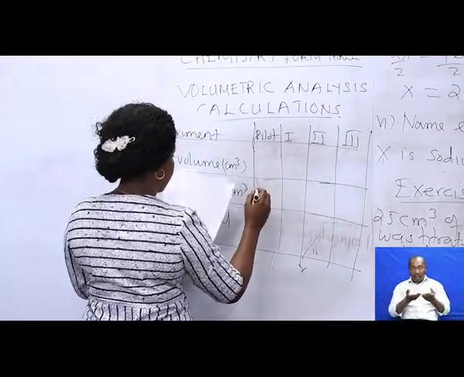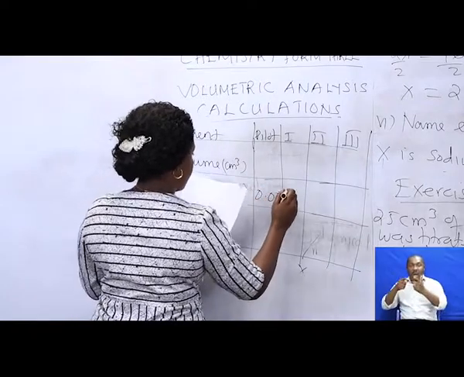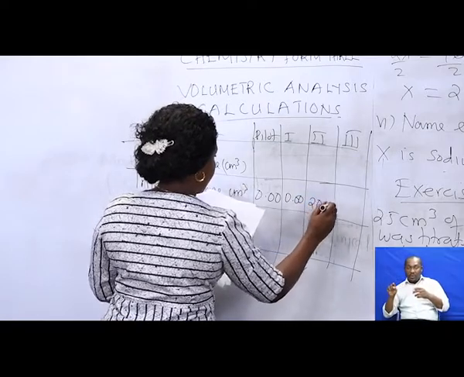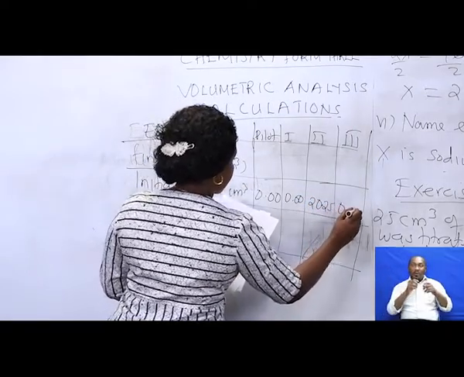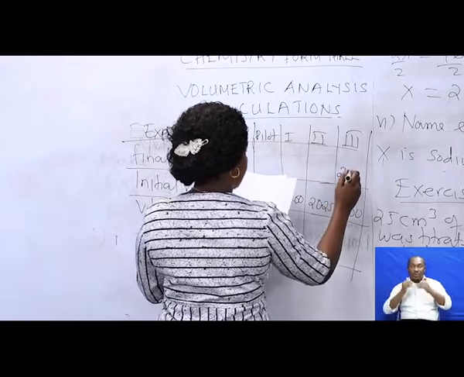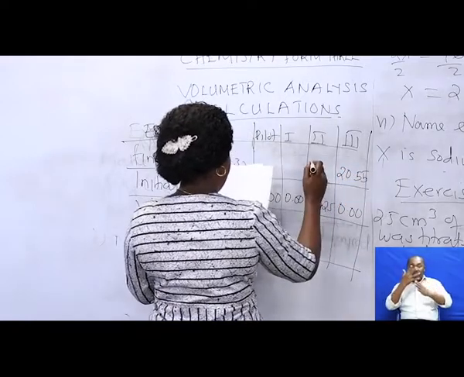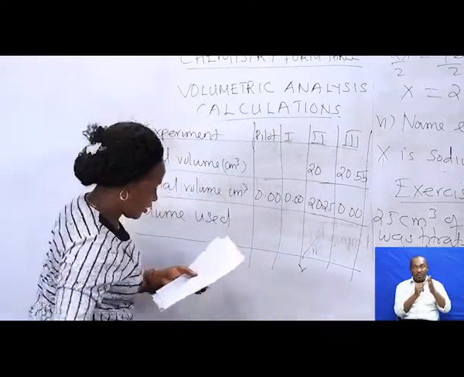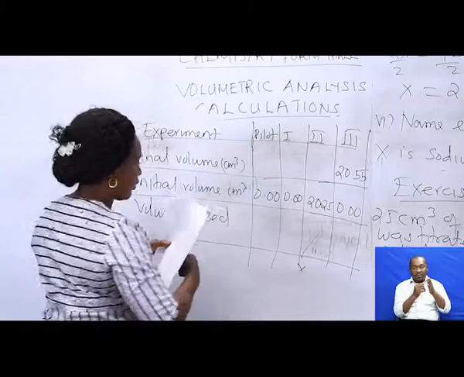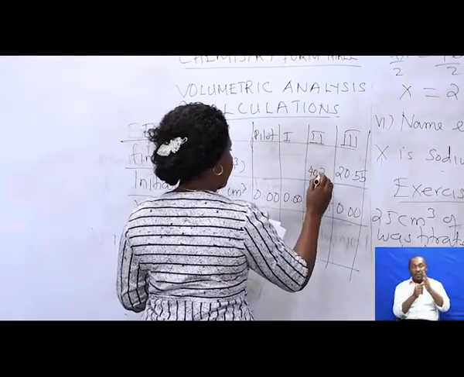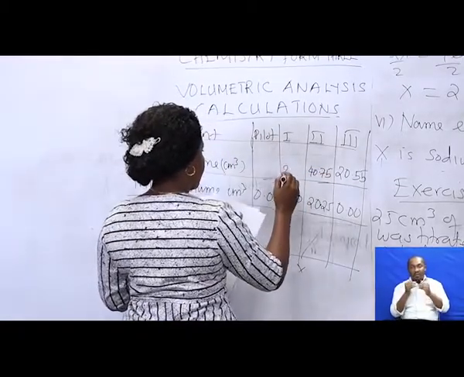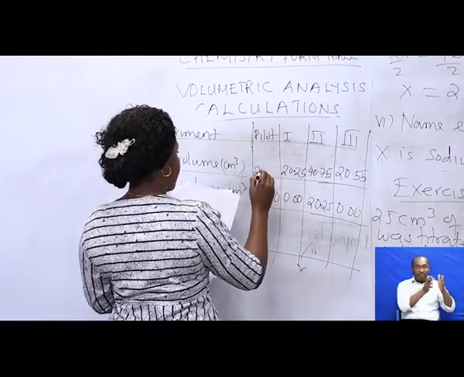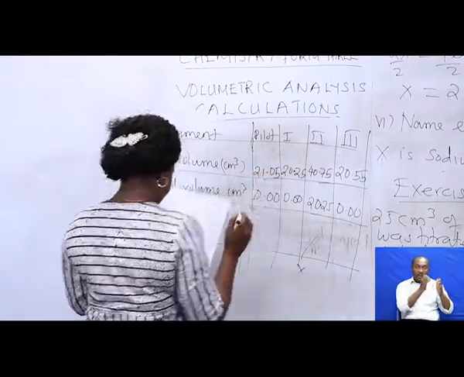It was 0.00, 0.00, 20.25, and 0.00. Here it reached 20.55, and here it reached 20. They went up to 40.75. Here it was 20.25, and here it was 21.05.